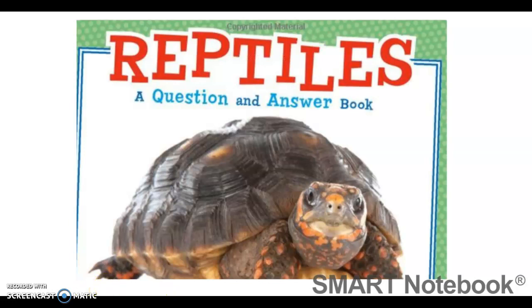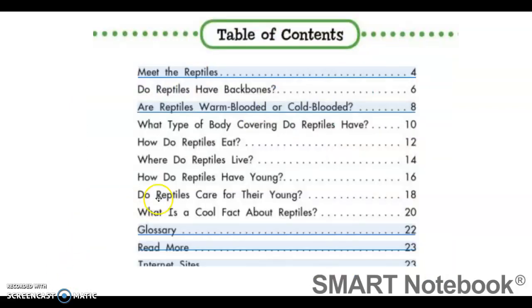So here's a question and answer book that I found on reptiles. And here's a picture of a turtle, and this is a question and answer book, which is what you boys and girls will be creating today. So let me show you what I mean on this page. Here's a table of contents. Now, as you can see, the first page says meet the reptiles. That's not a question, but that's our introduction. And if you see, there's a bunch of dots, and we go to page 4.